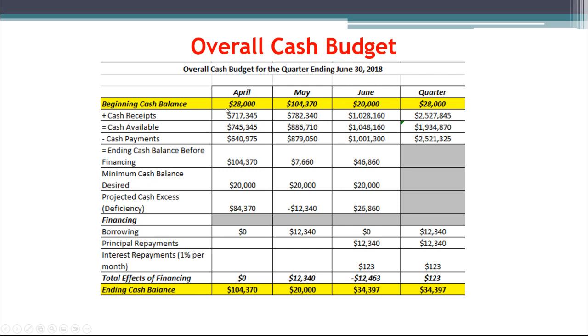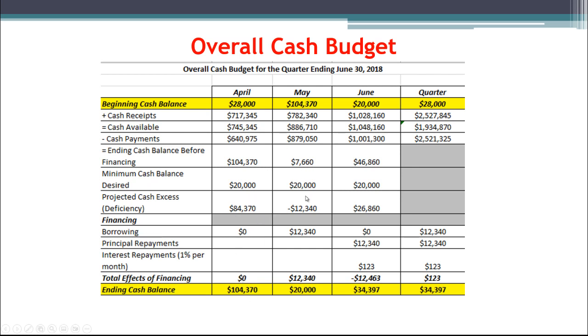We add that into the beginning cash. We get the cash available. We subtract out cash payments or disbursements, which again, there's a separate schedule that supports that we'll see. And then we get the ending cash balance before considering financing. We compare it to our desired minimum cash balance. And like in April, we're above the $20,000, so there's no borrowing to worry about.